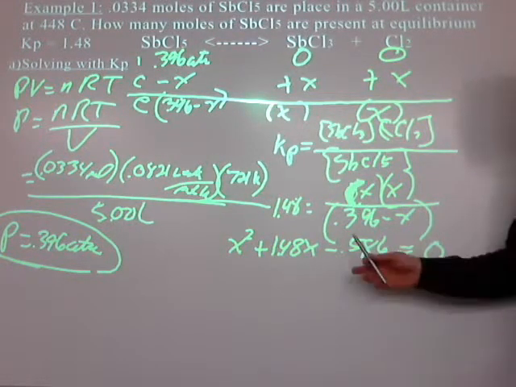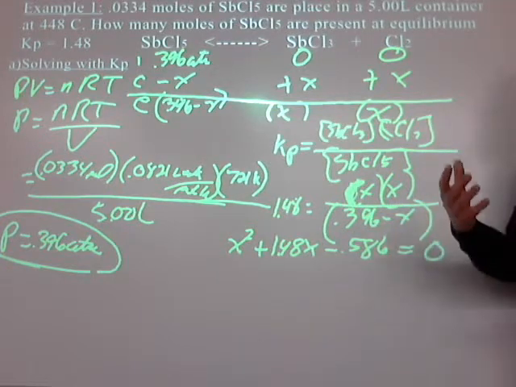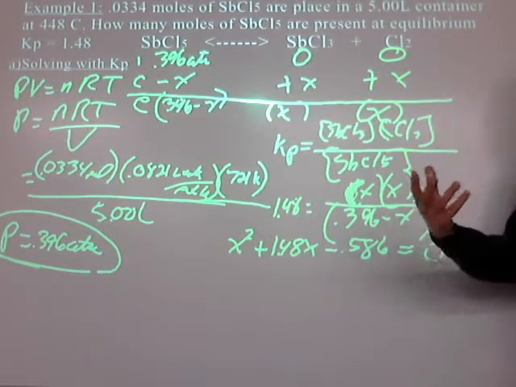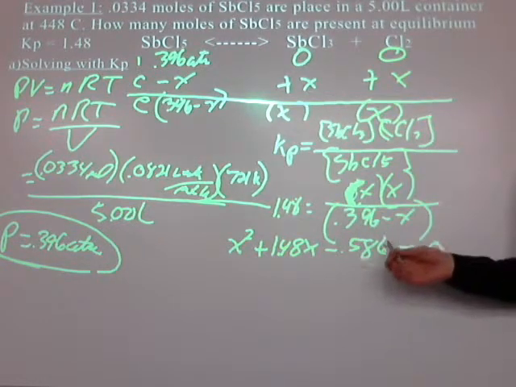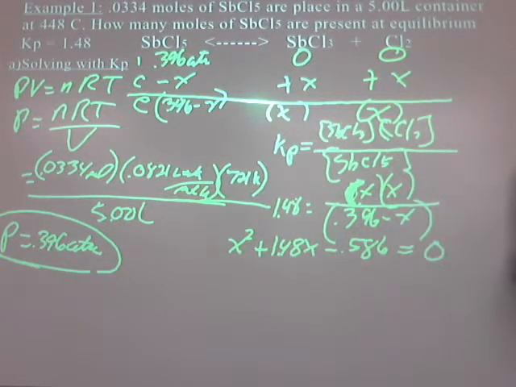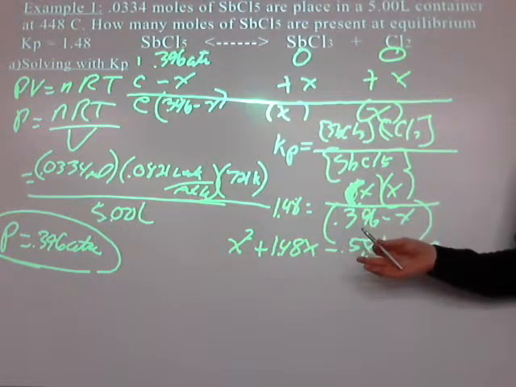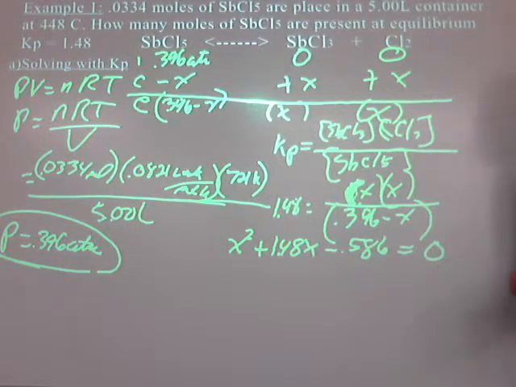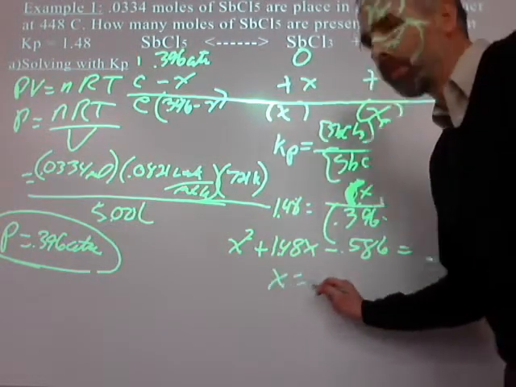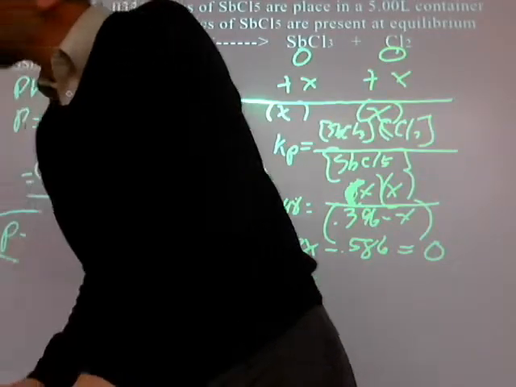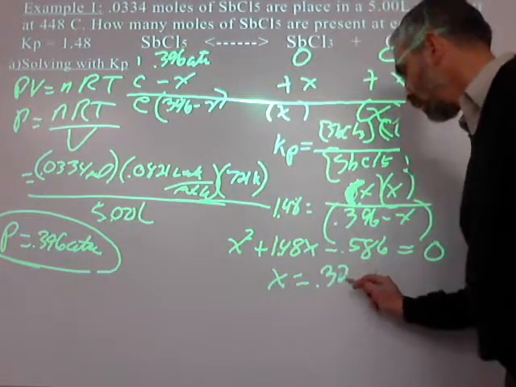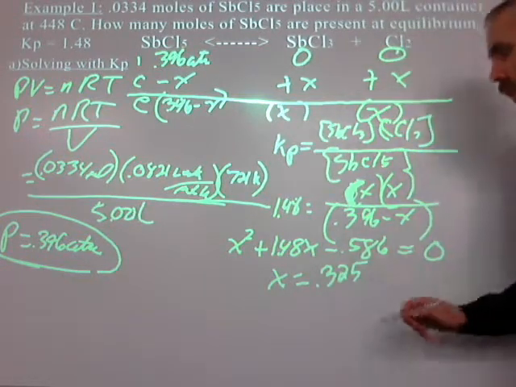Either way, my guess is because it's an exam where you only have 20 minutes to do this section, it's going to be one that works out to be a perfect square, or one that you don't have to do that for. If it's a perfect square, we've seen those before, and you know how to do those. Anyway, X comes out to be 0.325 atmospheres.